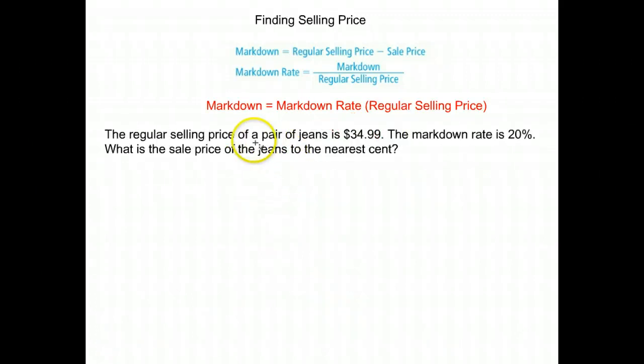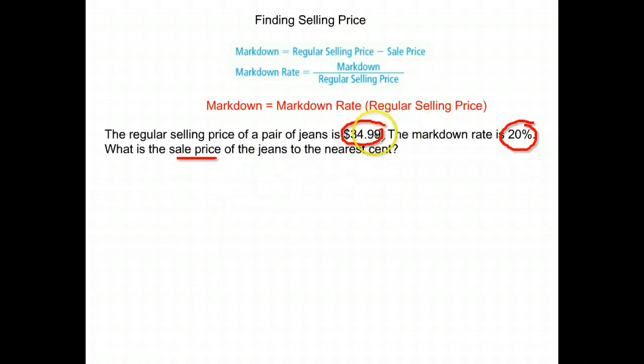Okay, so here we go again. The regular sale price for a pair of jeans is $34.99. The markdown rate is 20%. What is the sale price of the jeans to the nearest cent? Okay, so let's take a look at what we have. We have the regular price of the jeans, we have the markdown rate, and we're asked to find what the sale price is going to be.